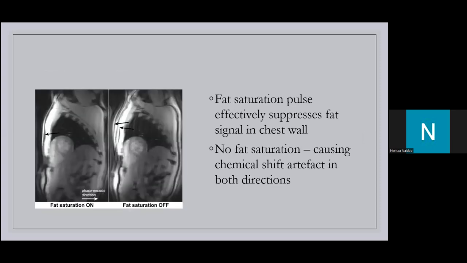So here we have a fat saturation pulse that has been applied. The first image, image A, we've got fat saturation on, and you can clearly see the fat in the chest wall. In image B, fat saturation has been turned off, and you can see a chemical shift artifact, basically where the signal from fat is moving forward and backwards here. So it's causing a displacement, so to say, in the fat signal.